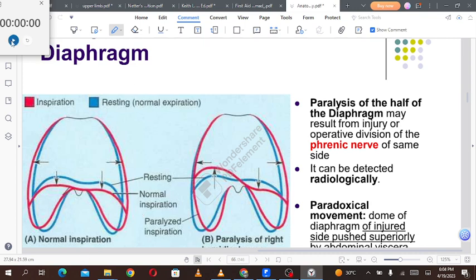Bismillahirrahmanirrahim. On to the third session of our 100-point sessions. So now we are going to talk about the diaphragm. We previously have seen the diaphragmatic apertures, and now we'll see the diaphragm and the movement of the diaphragm basically.